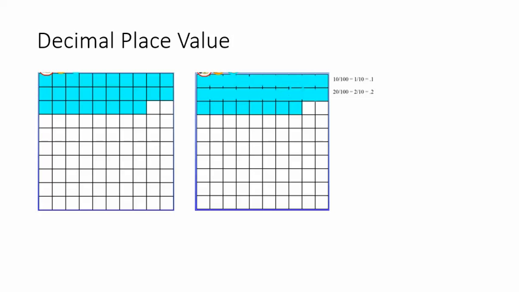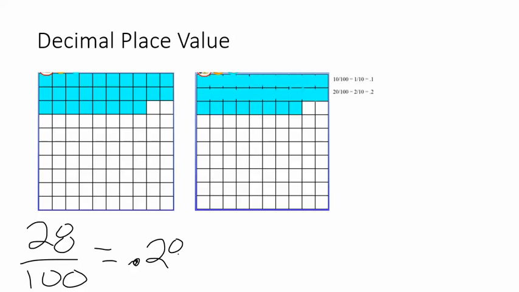Sometimes there are just a lot of squares to count. You can pause this video and take a minute to count how many squares are shaded in the first image. After counting, you should have found that 28 squares are shaded blue. We could write this as a fraction of 28 over 100. 28 hundredths as a decimal is 0.28. Notice that we end in the hundredth spot.